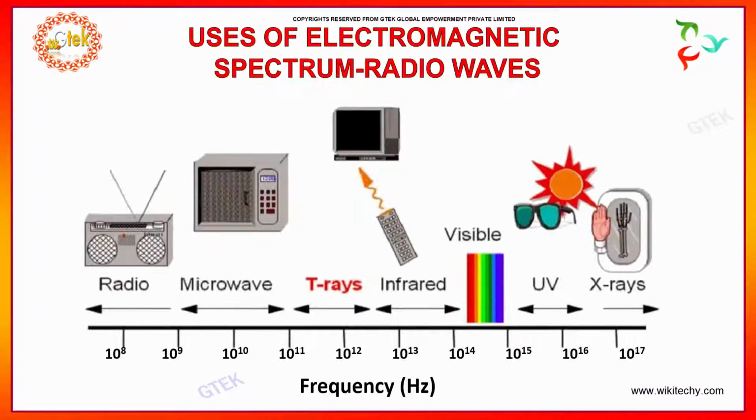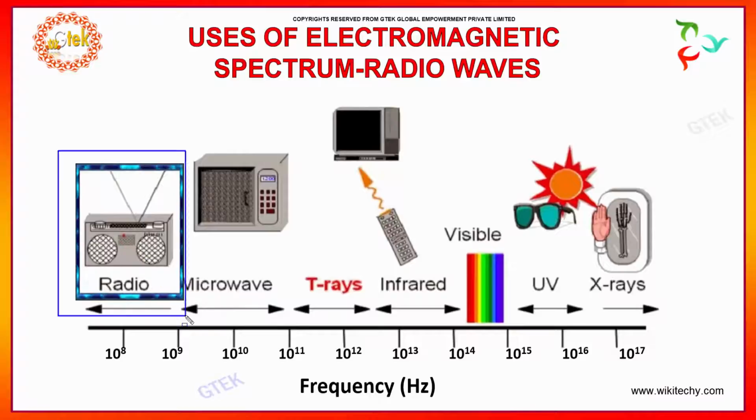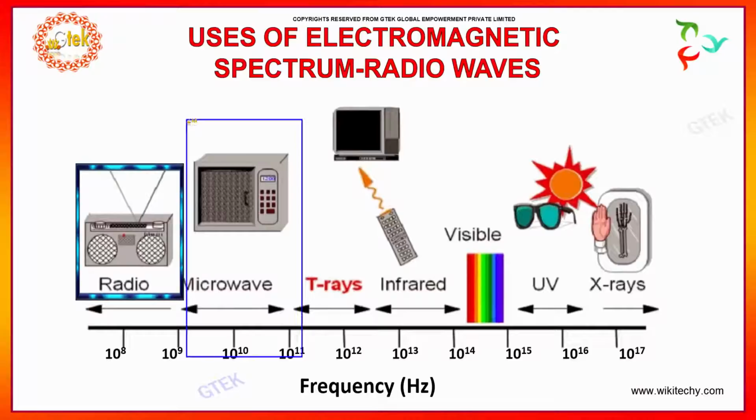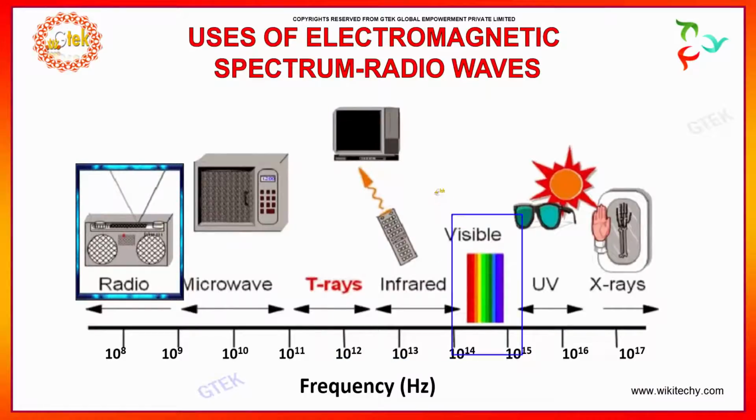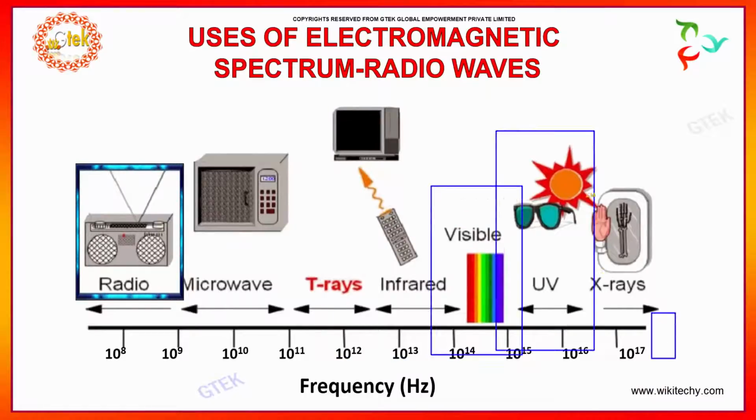Now we'll talk about the uses of the electromagnetic spectrum, and specifically we are going to talk about radio waves. Over here is the frequency axis of your electromagnetic spectrum, and this is your radio wave range. Microwaves are used for microwave ovens. This one is television waves. Infrared rays are used for controlling your television through wireless remotes, then your visible light, your ultraviolet, and your X-rays.